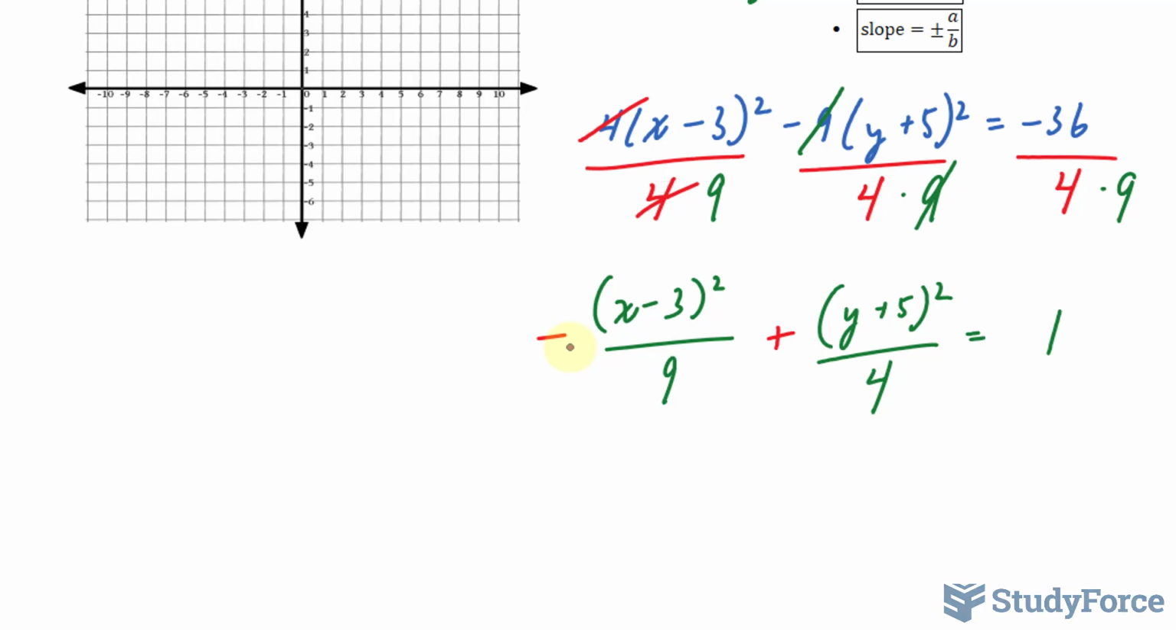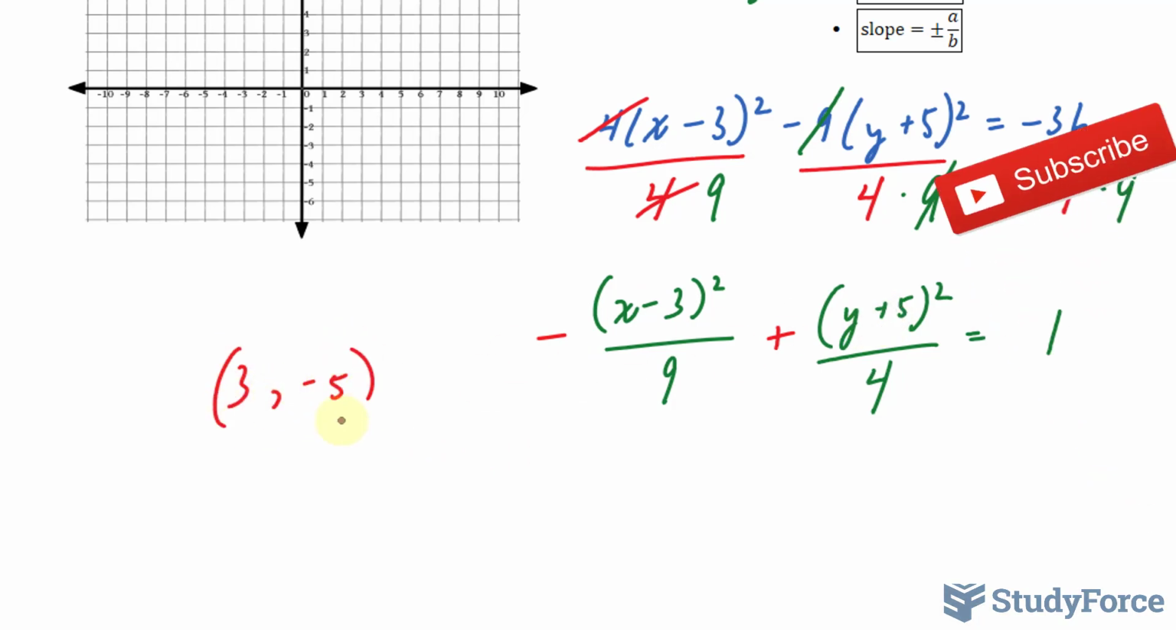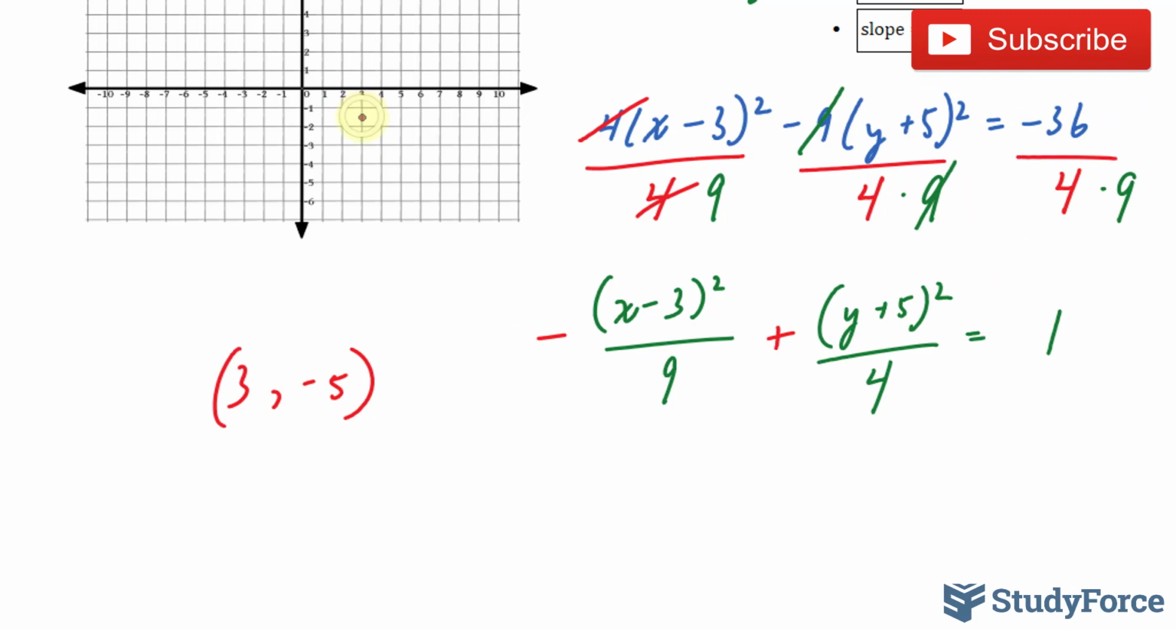And the reason why this is important is because now we can easily identify the center at which this hyperbola lies. The center will be at positive 3 and negative 5. Therefore, the center we can graph now at positive 3 and negative 5.